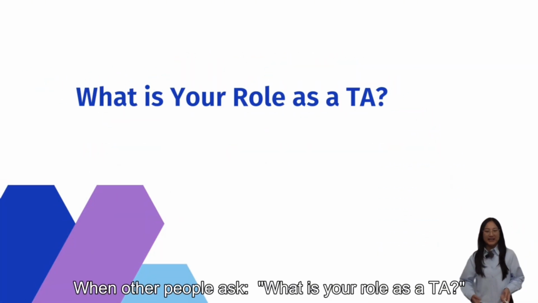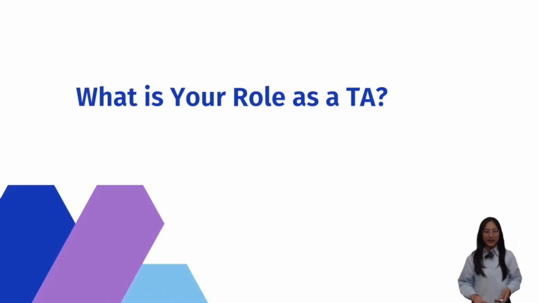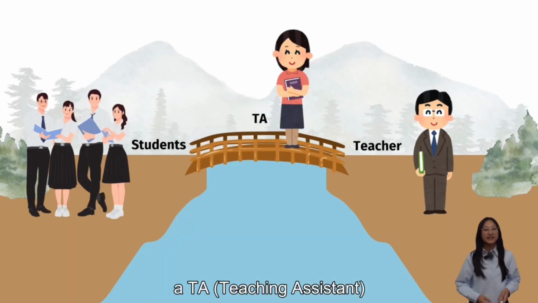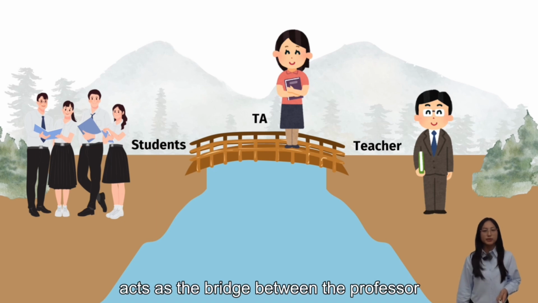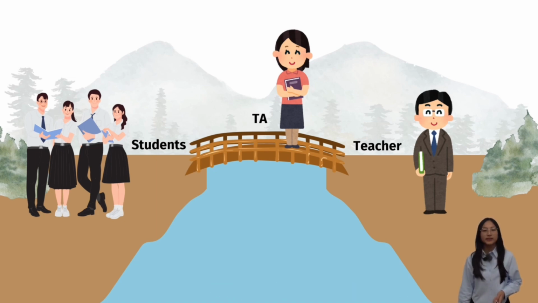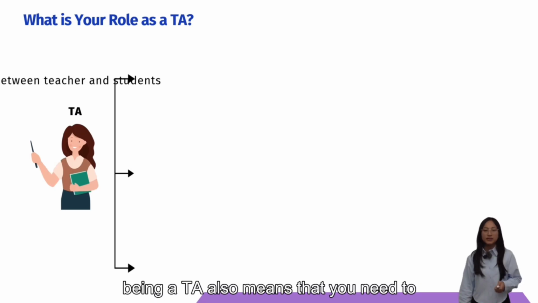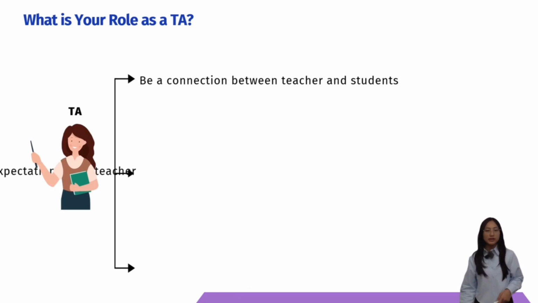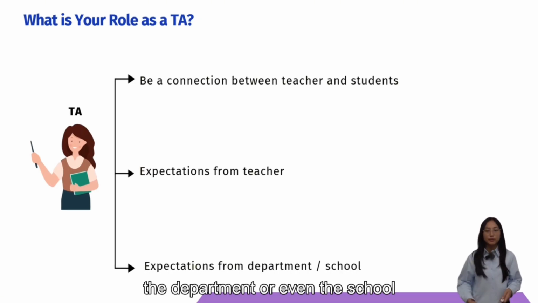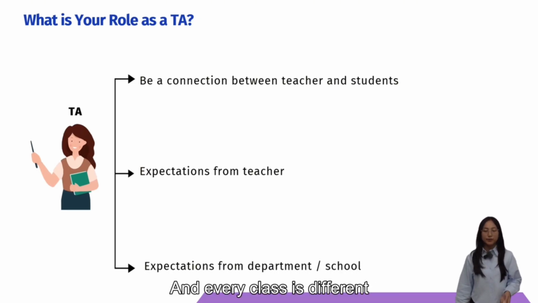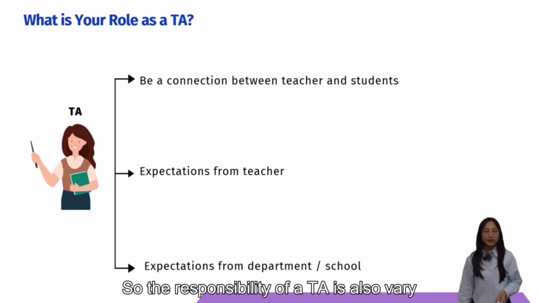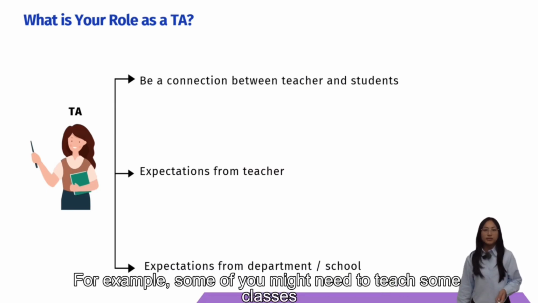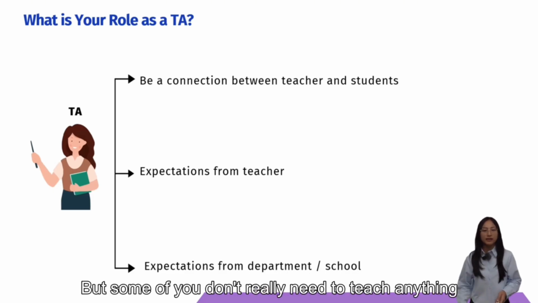When other people ask what your role as a TA is, the easiest answer is that a TA acts as the bridge between the professor and the students. But at the same time, being a TA also means that you need to meet the expectations from the teacher, the department, or even the school. And every class is different, so the responsibilities of a TA also vary. For example, some of you might need to teach during a certain period of class, but some of you don't need to teach anything.